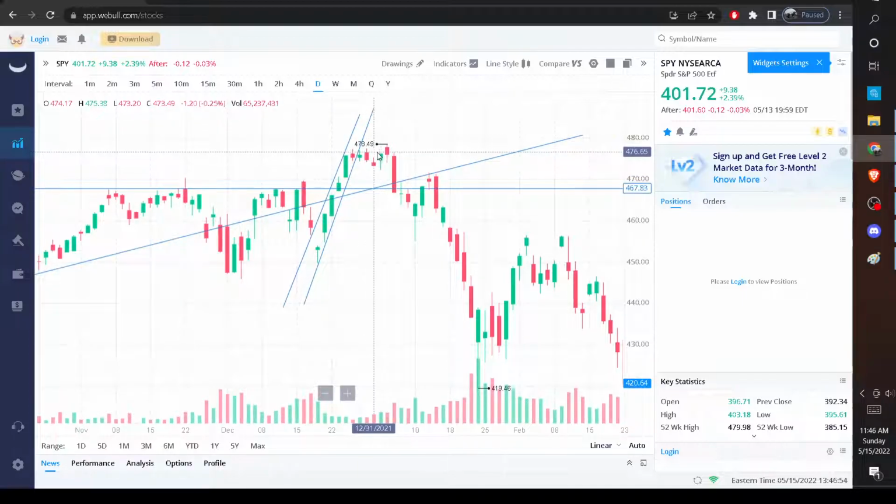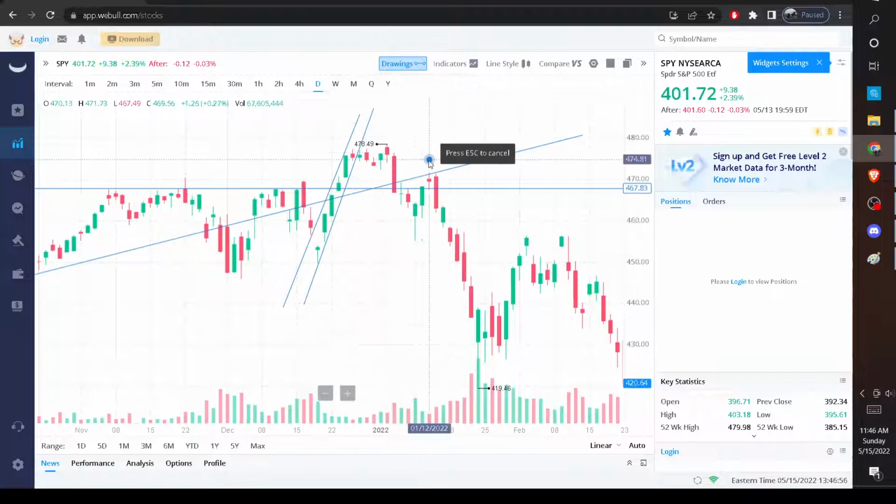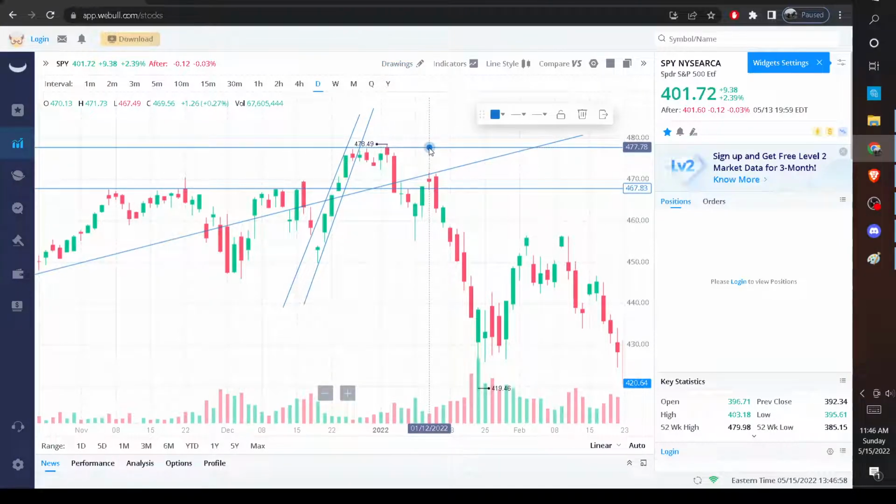Maybe if we're just going to draw resistance right here, maybe you would want to pick up your shorts. Maybe you would have picked it up right here or something. But you saw this candle, and this candle is there to trick you. It's literally there to trick you. You see this false breakout.